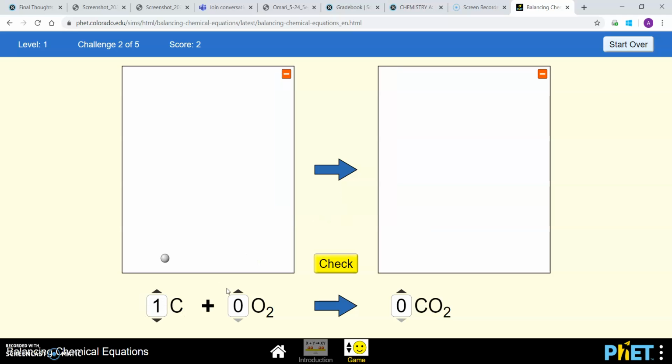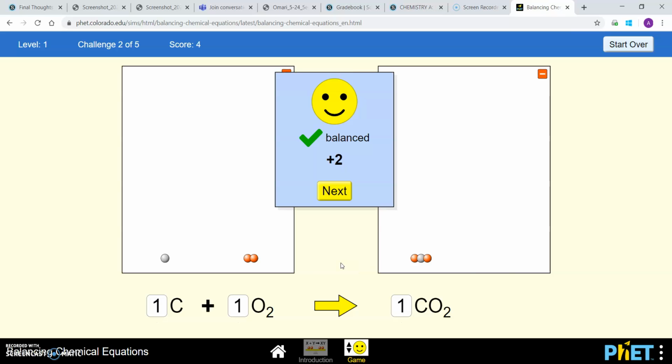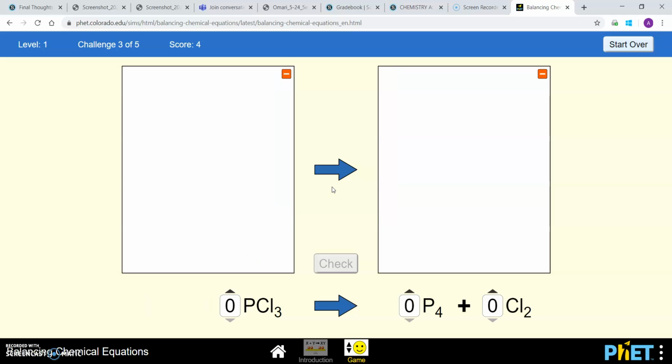So when we're doing these, start off with 1 of each, and then make any adjustments you need to. Okay, 1 carbon on the left, 1 carbon on the right. 2 oxygens on the left, 2 oxygens on the right. Oh, that was easy. Here, okay. Start off with 1 of each.